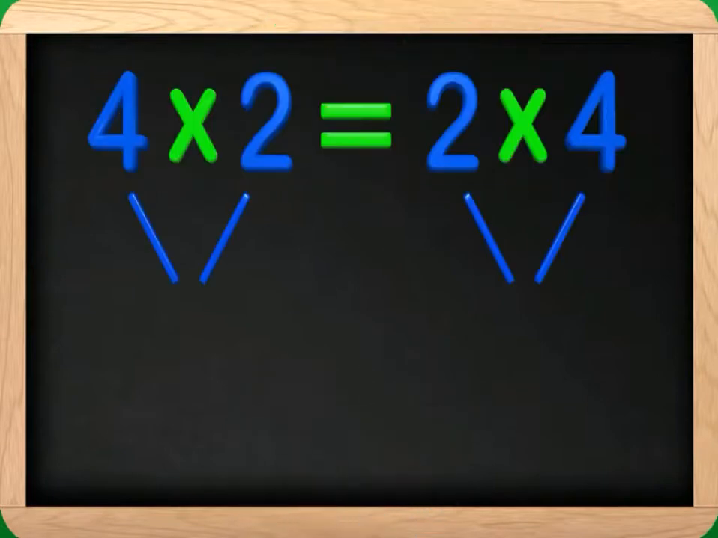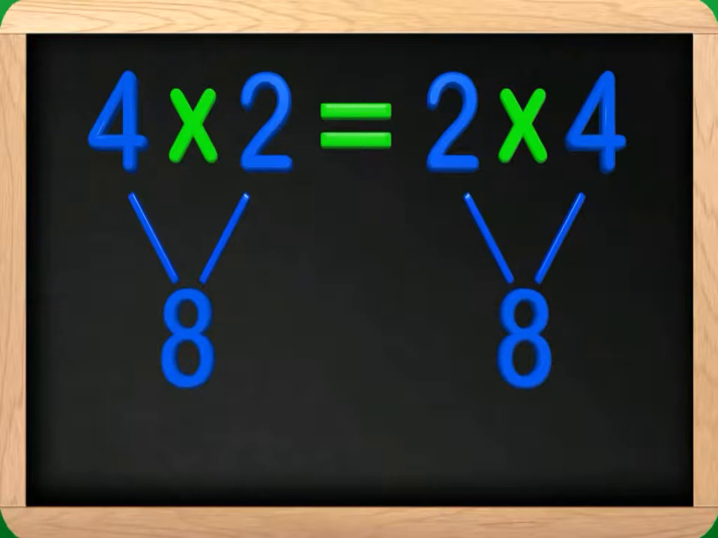To learn this, here is the equation, and let's do the multiplication starting on the left side. 4 multiplied by 2 is what? 8. Great. Now on to the other side. What is 2 multiplied by 4? It is also 8. So the order of the numbers does not matter in multiplication.